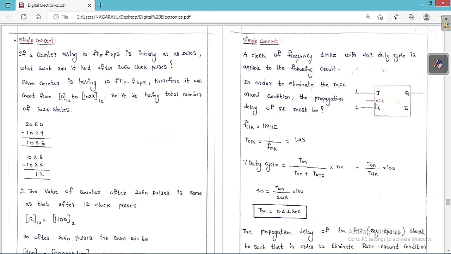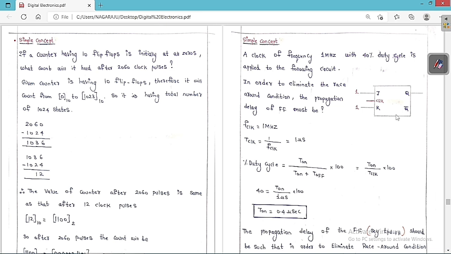In this question they are asking: whenever you keep J equal to 1 and K equal to 1, there is a race around condition. Race around condition means the output varies very fast, from 1 to 0 and 0 to 1, like a super fast rather than an express. So it moves very fast, and this is called the race around condition. Here we give a clock frequency of 1 megahertz with a duty cycle of 40%. Then, in order to eliminate the race around condition, what should the propagation delay of the flip-flop be?